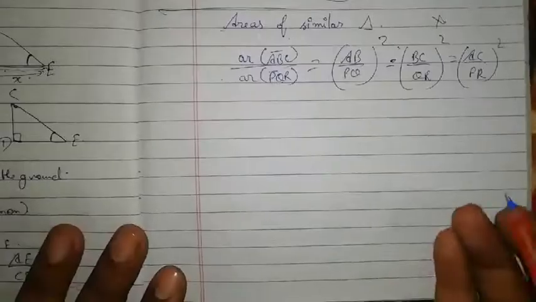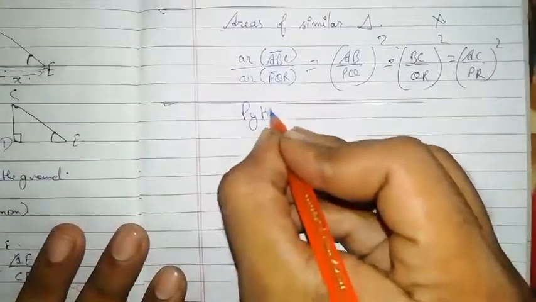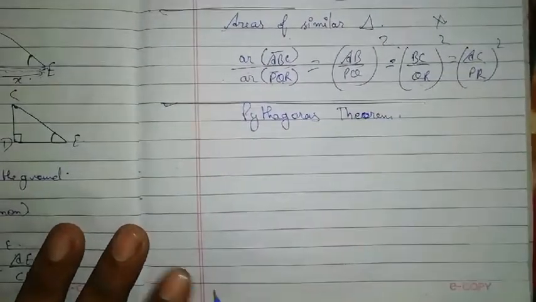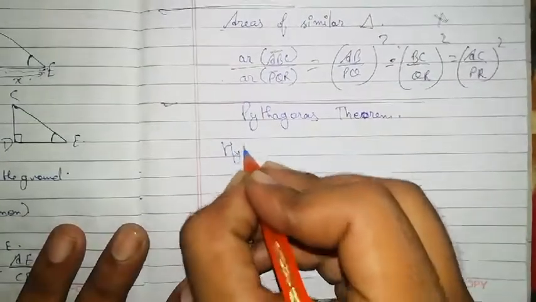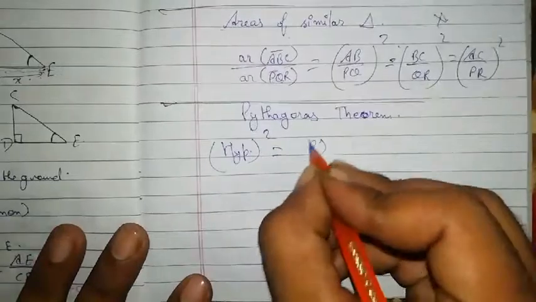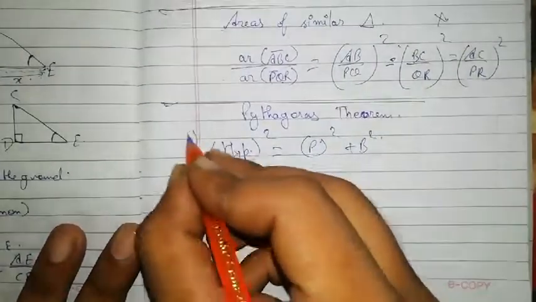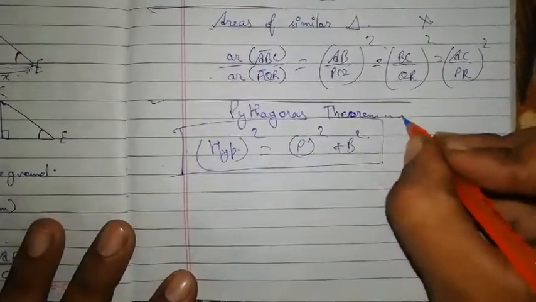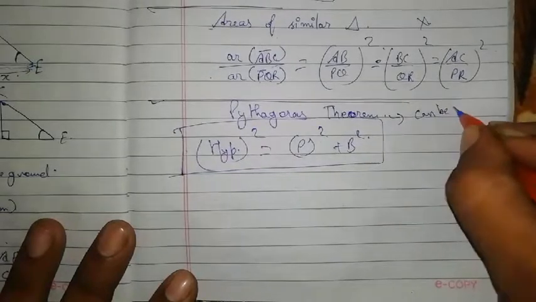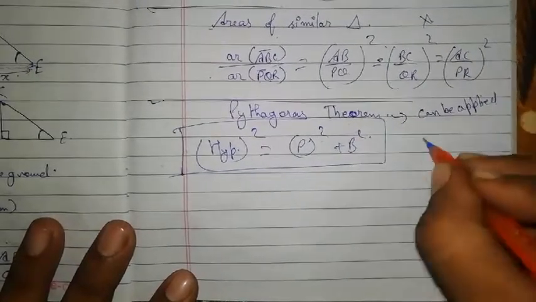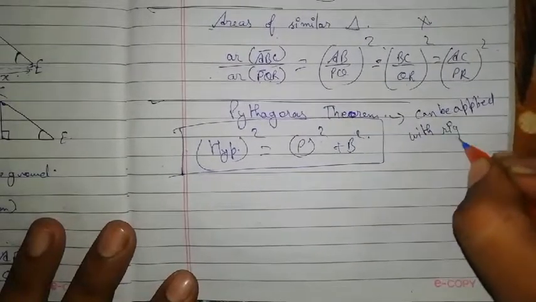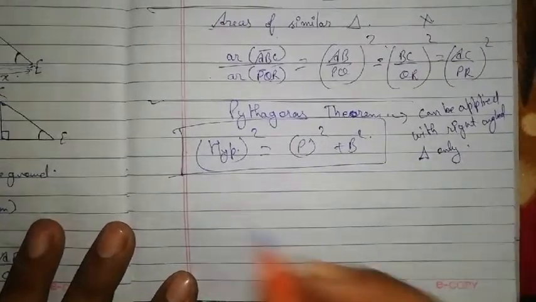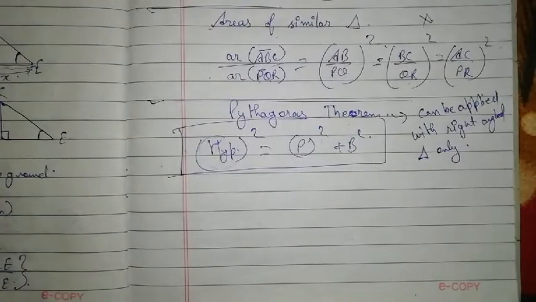Okay, so after that we have the Pythagoras theorem, which states that the hypotenuse square is equal to perpendicular square plus base square, okay. And this you have to keep in your mind: the Pythagoras theorem can only be applied with right angled triangles only, because hypotenuse is what? The side opposite to the 90-degree angle.